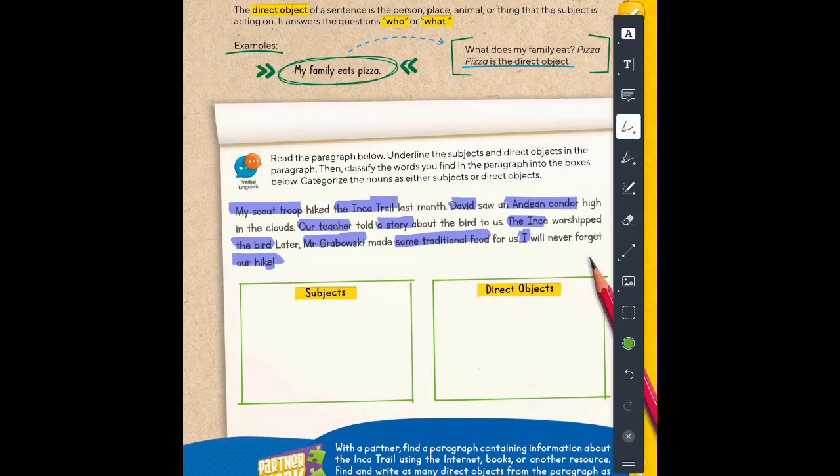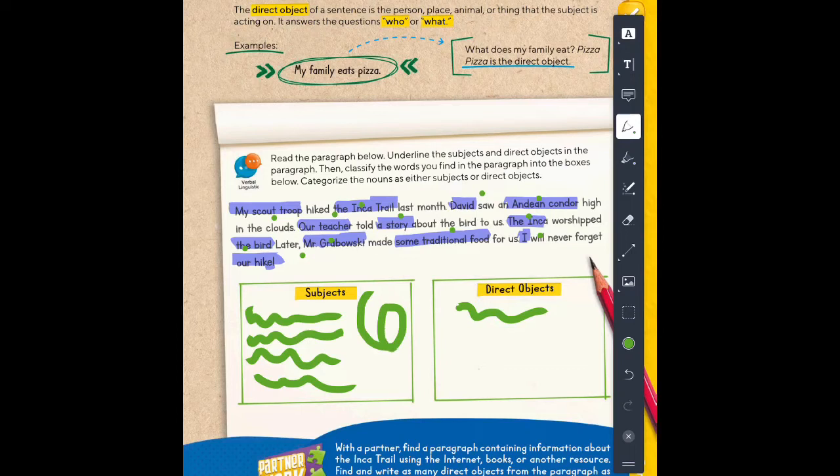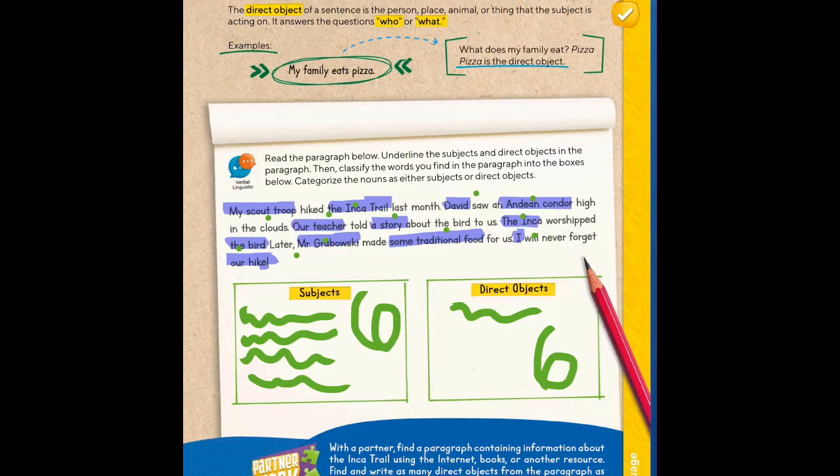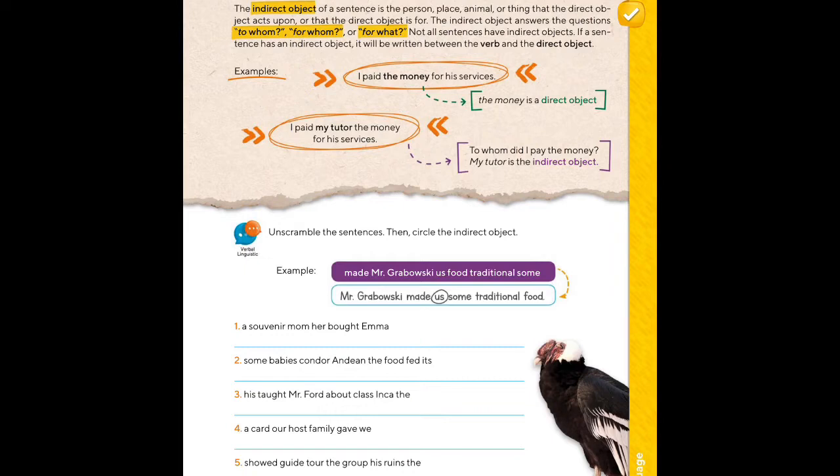So you're going to separate them. Here, you're going to write only the subjects, okay? And here, only the direct objects, okay? If we count them, we have 1, 2, 3, 4, 5, 6, 7, 8, 9, 10, 11, 12. You're going to write here 6 subjects and here 6 direct objects, okay? So that's it for page 77. Let's go to page 78.